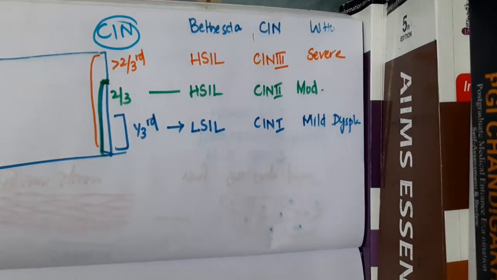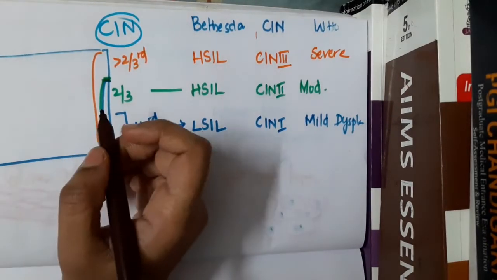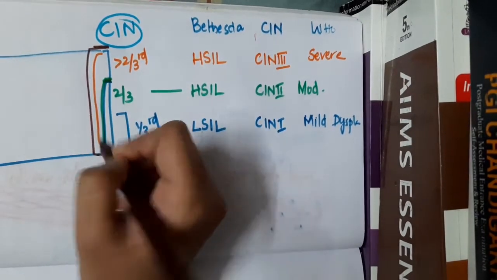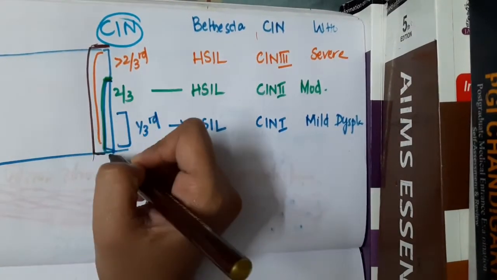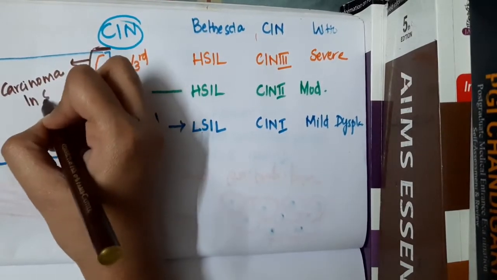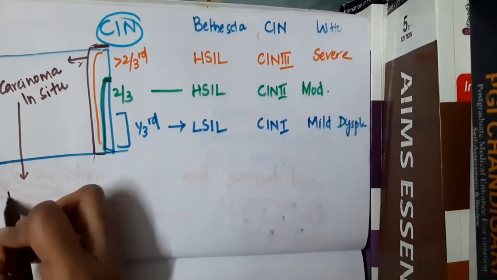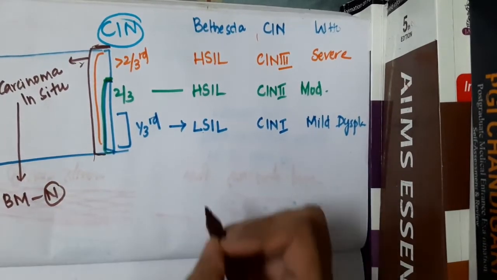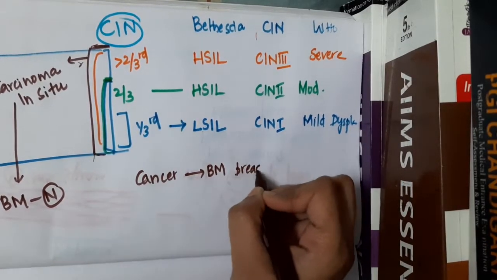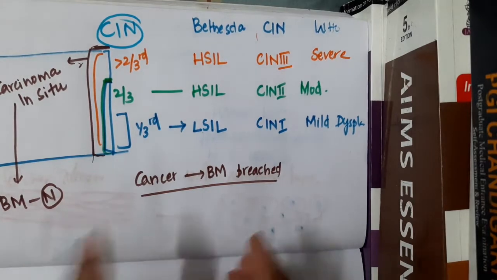And if the dysplastic cells are present in full thickness, then you call it carcinoma in situ. In this carcinoma in situ, the basement membrane is intact or normal. Then in invasive cancer, the basement membrane is breached. Okay, so this is about the cervical intraepithelial neoplasia classification.